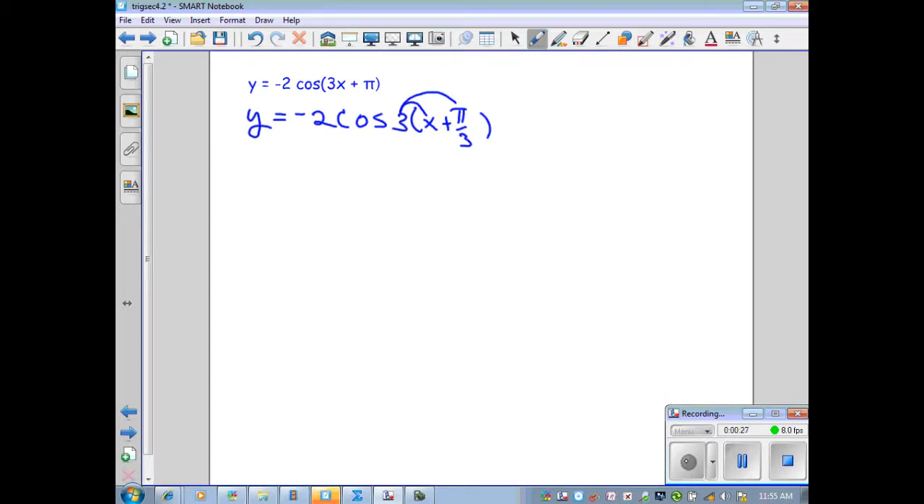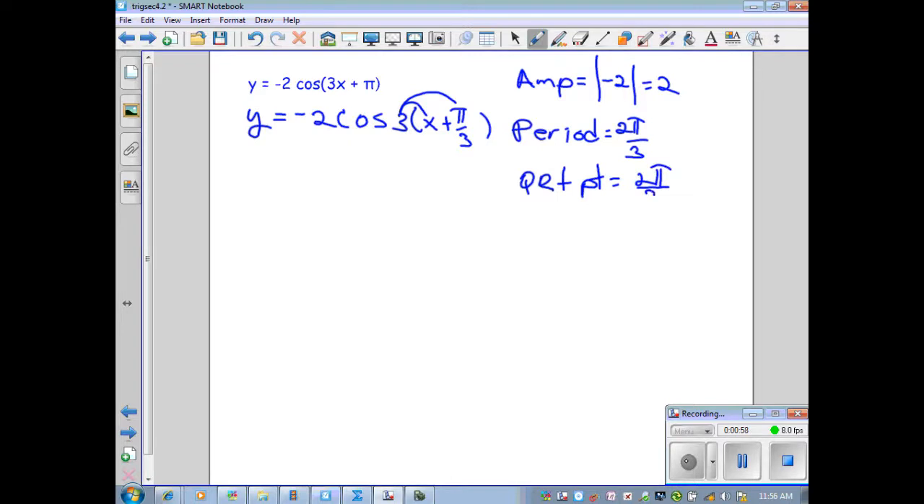Let's continue with the procedures of finding the amplitude, which is the constant in front of the function, the absolute value of negative 2, which is 2. The period is going to be 2 pi divided by b, and here b is the term we factored out, which is 3. So my period is going to be 2 pi over 3, and then my quarter point is going to be my period times 1/4, which is 2 pi over 3 times 1 over 4, which gives us 2 pi over 12, or pi over 6.